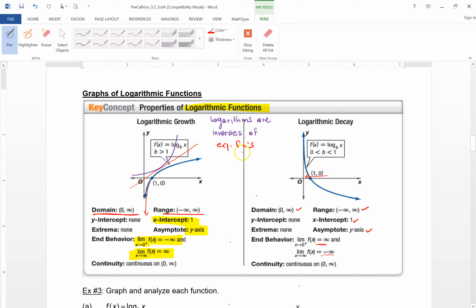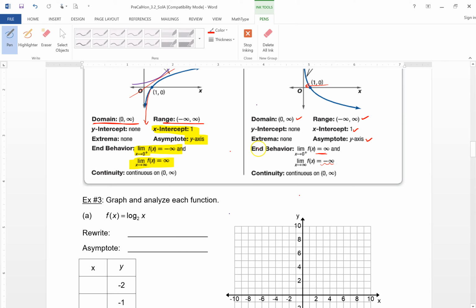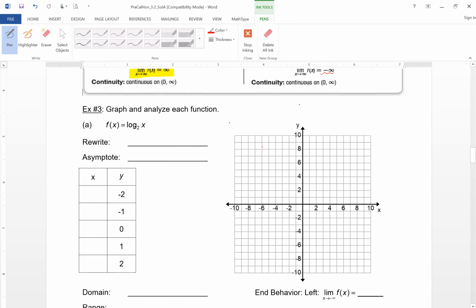All right. What we're going to do next is graph them. And this is brand new. I don't believe you guys did graphing last year.